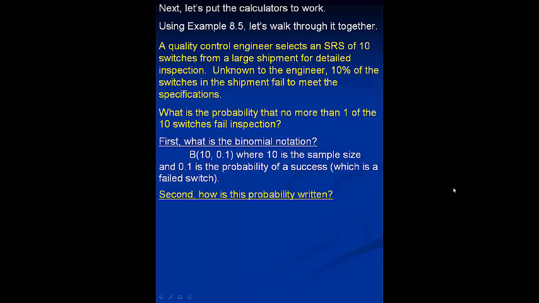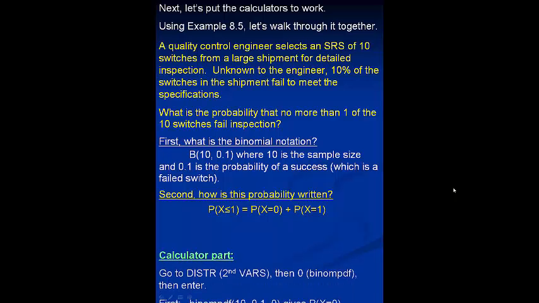Second, how's the probability written? Now remember, it's no more than 1. So that's going to be x is less than or equal to 1, and it's 0 or 1, and when we say or, once again, we add the probabilities. Now let's go and find out how to do this on the calculator.